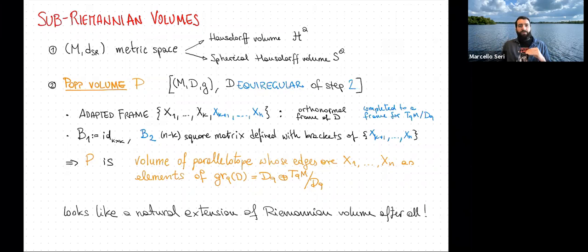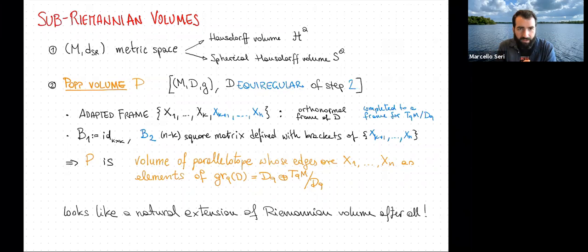In that case, you can define something called an adapted frame. That is an orthonormal frame for your distribution, plus an ordered set of vector fields that complete the frame for each of the pieces. And in the case of step 2, it means you have X_1 to X_k that span the distribution, X_{k+1} to X_n are orthonormal, and they then span the rest: the orthogonal space to your distribution, what's sometimes called the vertical space. And then you have some matrices that are defined in terms of brackets of those vector fields.